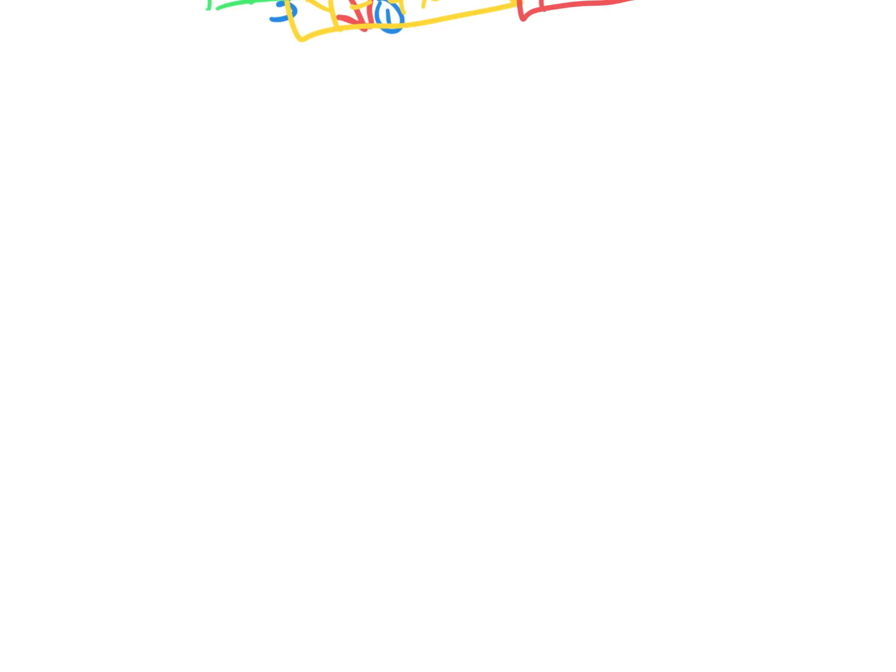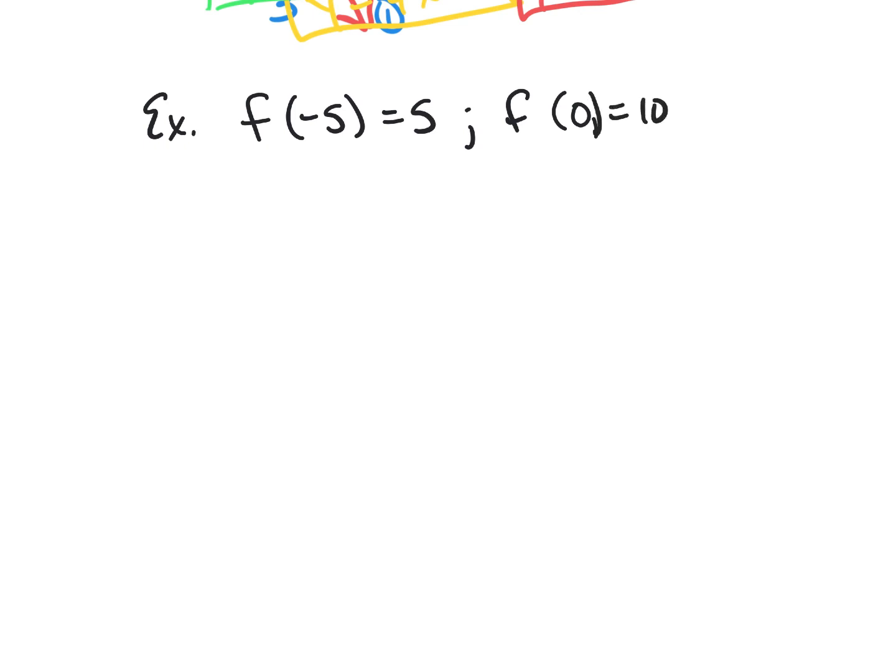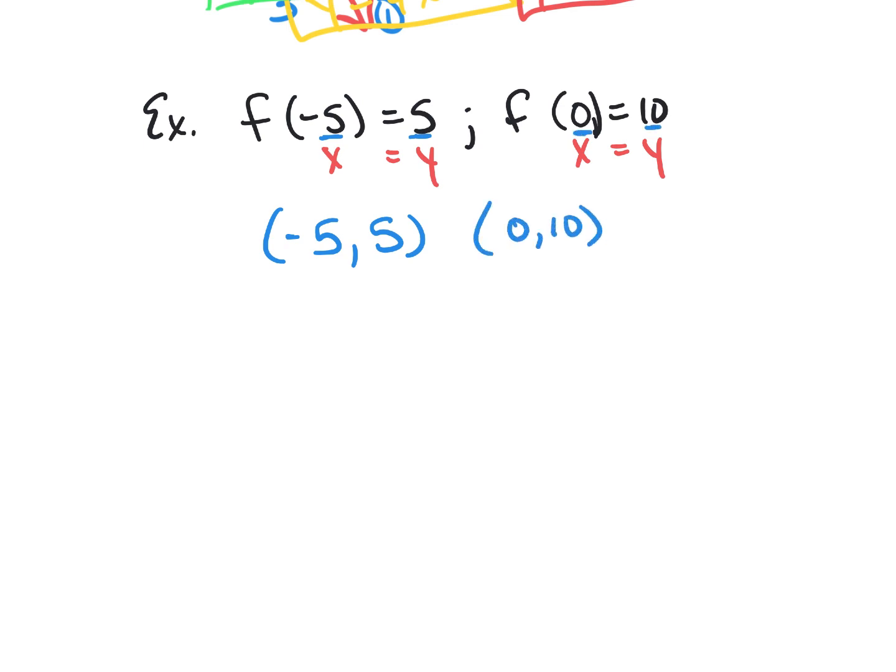Okay, last topic. So they're going to give you some examples that look like this. They're going to say f of negative 5 equals 5. And then they'll say f of 0 equals 10. This means f of x equals y. This is just a function of x. F of x just means y, okay? So this is just a fancy way of saying my ordered pair is negative 5, 5, and my other ordered pair is 0, 10. So first thing I'm going to do is find the slope.